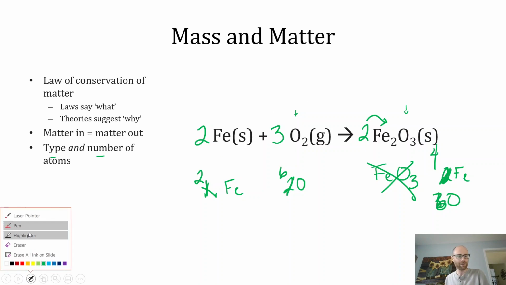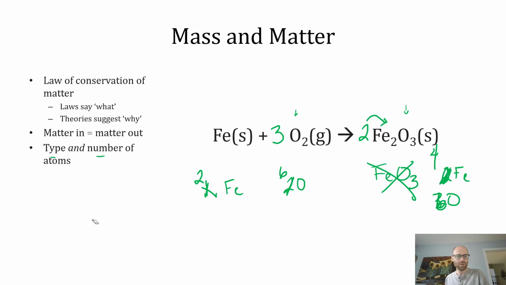Let me take out my eraser. What if I were to change that 2 into a 4? Well, then this wouldn't be 2, now it would be 4. So now we have 4 irons and 4 irons and 6 oxygens and 6 oxygens. This equation is now balanced. And this shows our ratio of how these chemicals would interact to satisfy our conservation of matter.